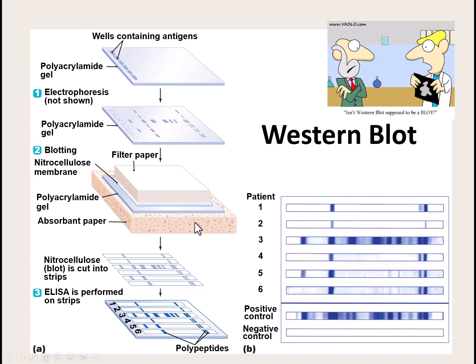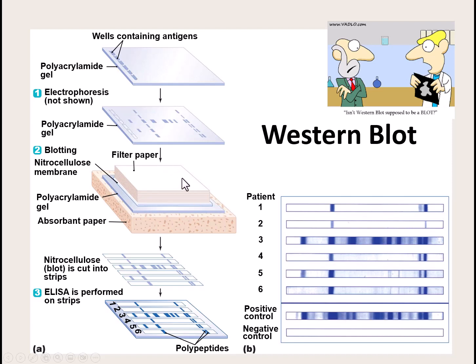They take absorbent paper, truly just a kitchen sponge. We take that sponge, and we get it super, super wet. We put the gel that we just got done, that has all those separated antigens on it. We put the paper that we want it to go on, and then we take filter paper, or usually just a stack of paper towel, and we squish it down.